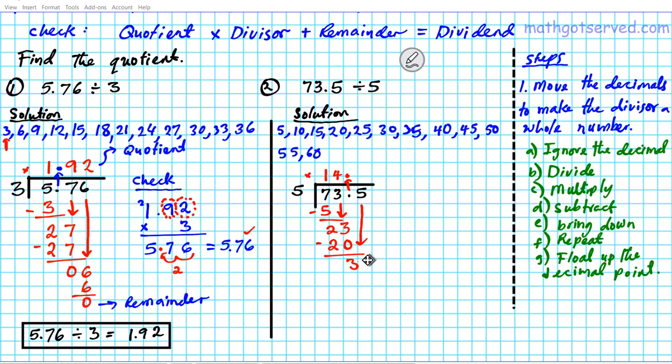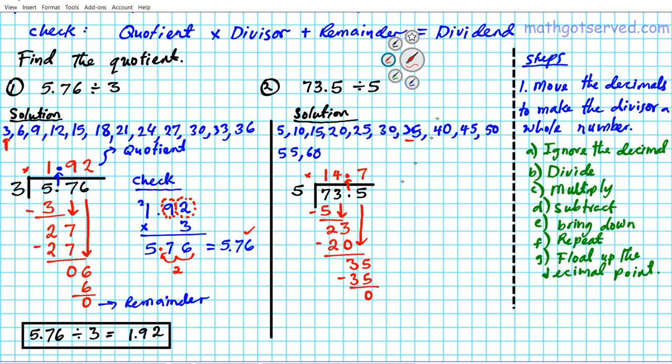So we have the 5 here. 35. How many times does 5 go into 35? You know your multiplication facts, it's 7 times, because 7 times 5 is 35 right here. Bam. Right? So 7 times 5, 35. Divide, multiply, subtract. 0. We are done.